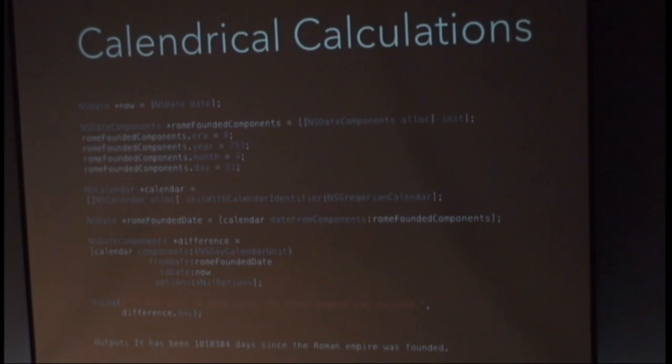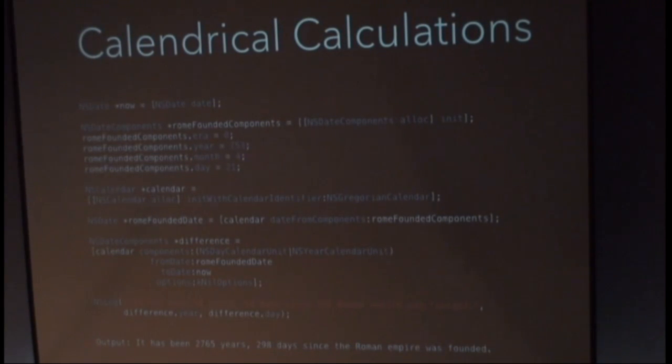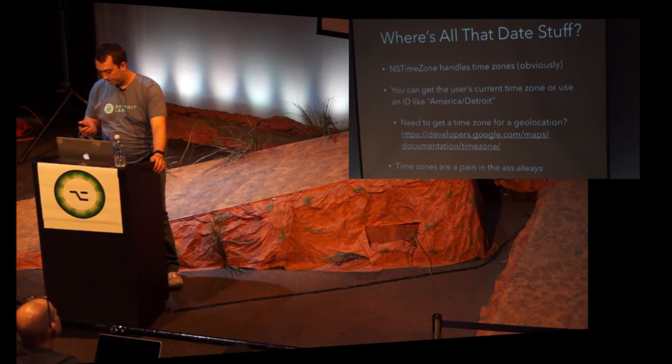And what I get back is like, what is that? Some million days? I don't know. It's been a long time, right, since the Roman Empire was founded. So that gives me days. If I wanted years, where I say NSDay calendar unit there, I will now use a bit mask. It's NSYearCalendarUnit as well.